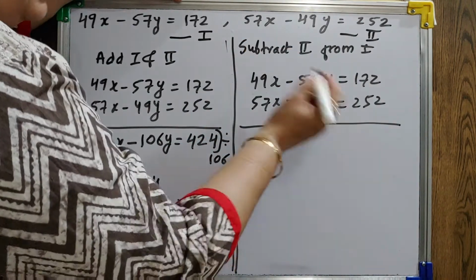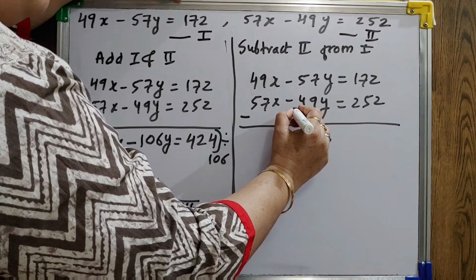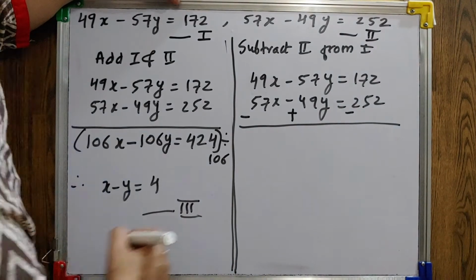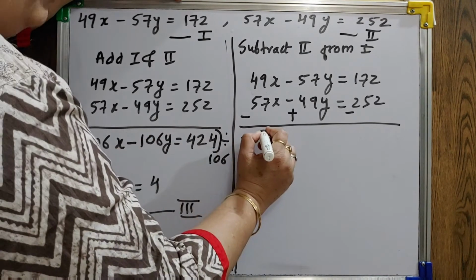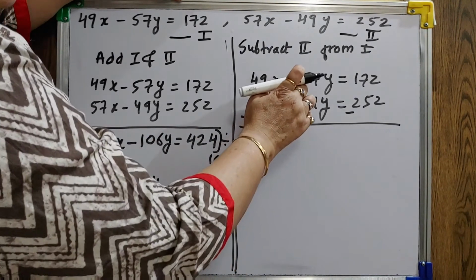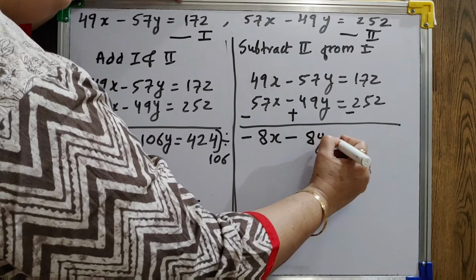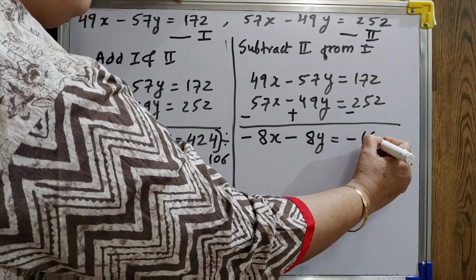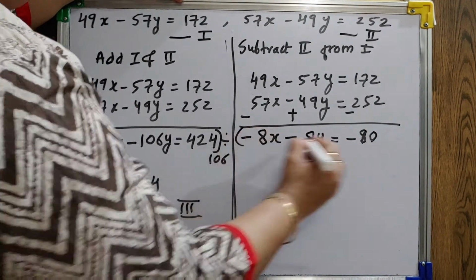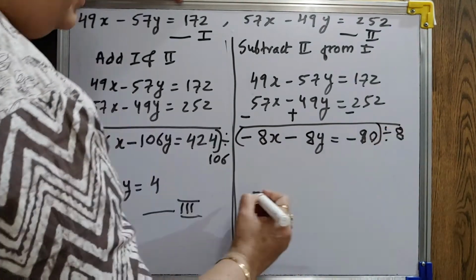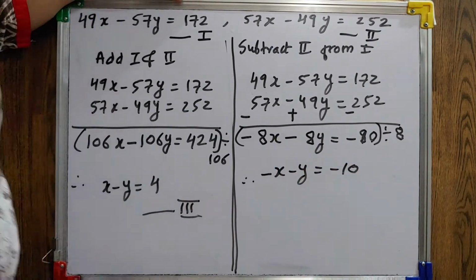Now for subtraction, you have to change the sign of the second equation. This is positive, so negative. Negative will become positive. Positive will become negative. Now among these, the sign of the larger number is minus. When you subtract, you are getting minus 8x. Here also the sign of the larger number is negative. Again you are getting 8y. Here also the sign of the larger is negative. You are getting 80. As I said, this number is always divisible by this. So divide the whole equation by 8. You will get minus x minus y equals minus 10.